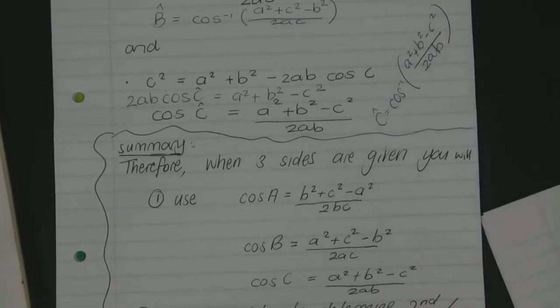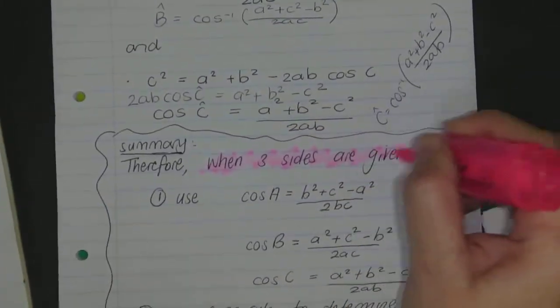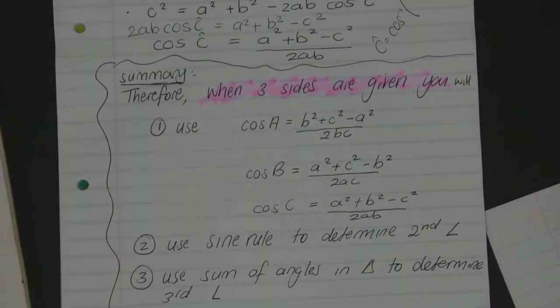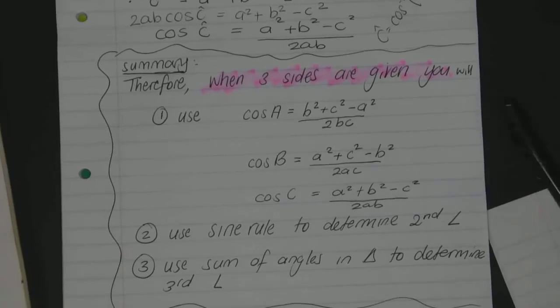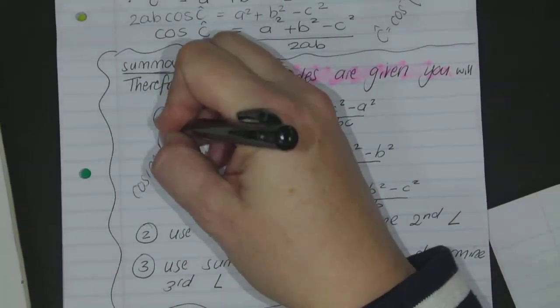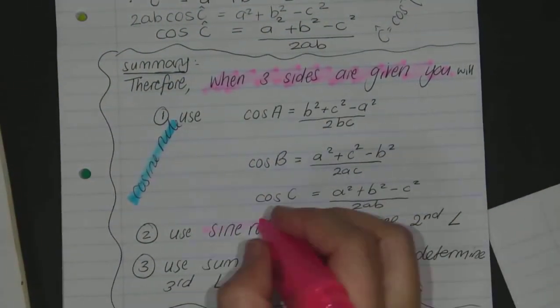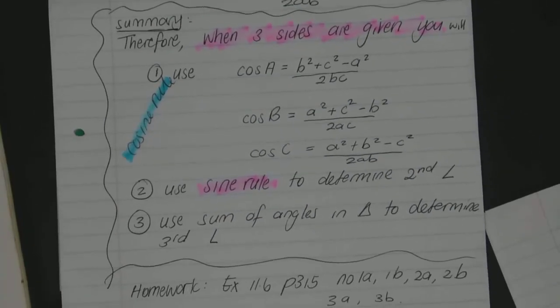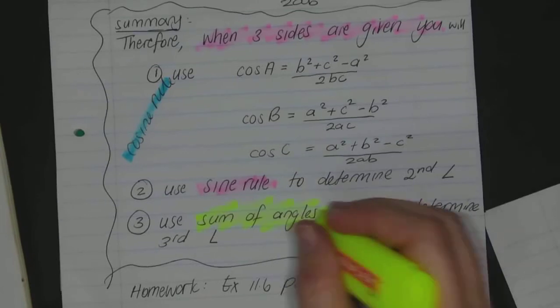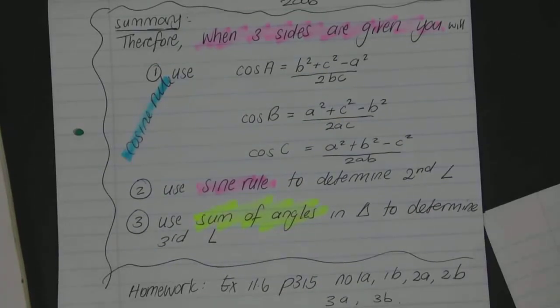Okay, so when 3 sides are given, you will use your cosine rule, but reordered. So I will find an angle using the cosine rule, I will use the sine rule to determine the second angle, and you will use the sum of angles to determine the third one.